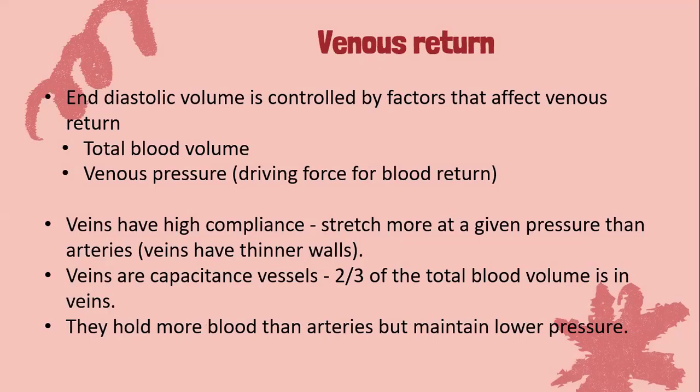Venous return. The end-diastolic volume is usually controlled by factors that affect venous return. They are total blood volume and venous pressure. Usually veins have high compliance. They stretch more than arteries when given pressure because veins have thinner walls. So we call veins capacitance vessels. It means that 2/3 of the total volume is in veins. So they hold more blood than arteries, but they maintain lower pressure.